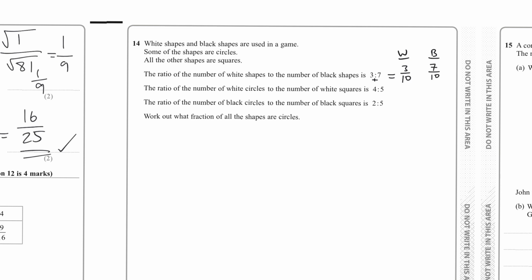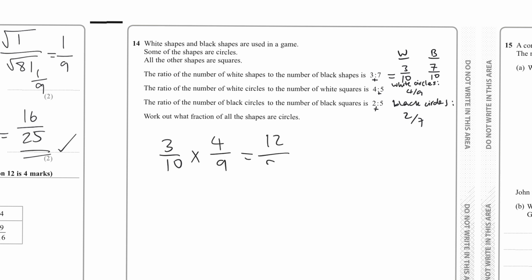Then we know that the ratio for white circles to white squares, well, for white circles, which is what we're interested in because we're working out the number of circles, the fraction would be 4 out of 9, because again, 4 plus 5 is 9. And then for the black circles, the fraction is 2 out of 7, because again, if we add 5 plus 2, we get 7. Now, in terms of the number of white circles out of everything in total, we can work that out by doing the total of white shapes times the fraction of white circles, which is 4 out of 9. That leaves us with 12 over 90.